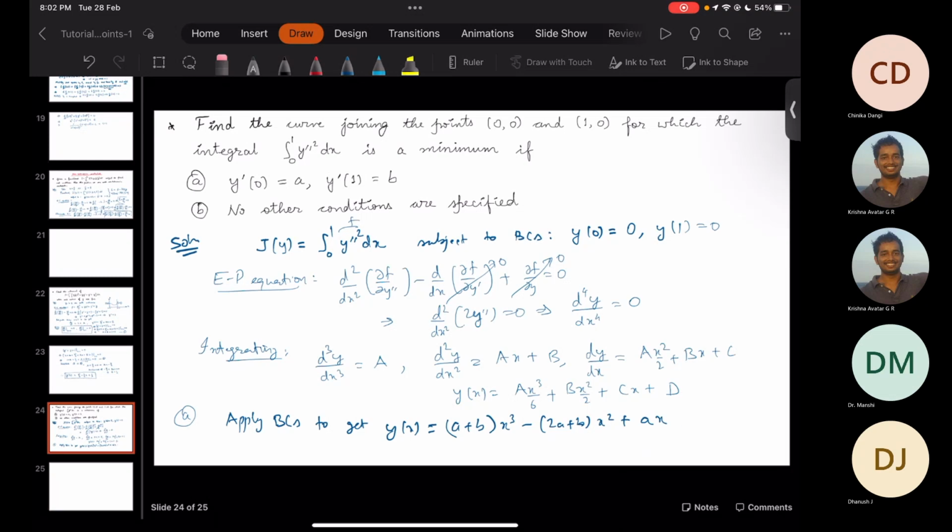So here is the solution. Now we can just verify it. Let me put y of 0 is equal to 0. So yeah, that's true. y of 1 is equal to 0: I put 1 here, 1 here, 1 here. So it is a plus b minus 2a minus b plus a. So minus b plus b cancels out, and then a plus a, 2a, minus 2a. So perfectly, yeah, this is our solution. You can verify both the other boundary conditions.